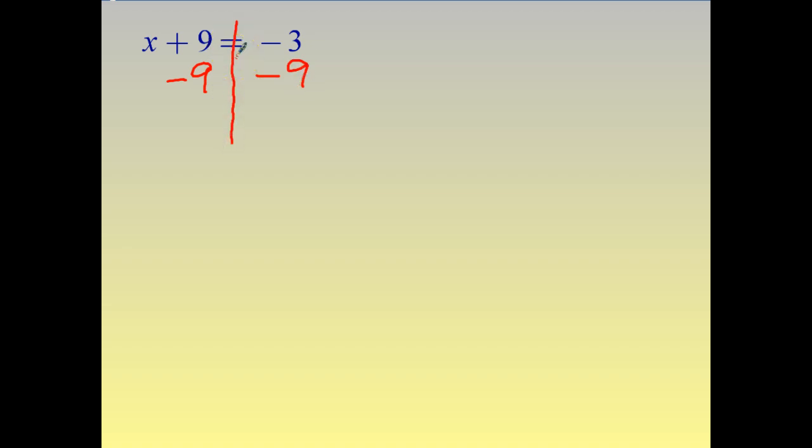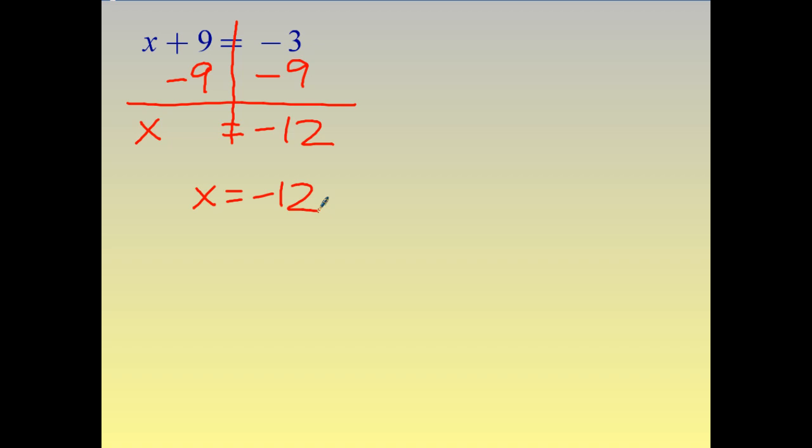A lot of times people draw this line down the middle to keep themselves balanced. So if I do negative 9 on this side, I want to make sure to do negative 9 on that side. Now I'm going to add them together: in X plus 9, the positive 9 and negative 9 cancel each other out, and I'm left with X. Negative 3 and negative 9 together make negative 12. So I know that X is equal to negative 12.